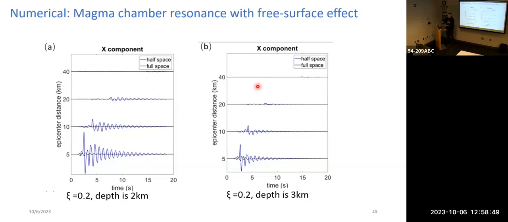But if we add the free surface, the surface wave usually has a larger amplitude than the body wave. It not only has a larger amplitude and carries more energy, but it also represents a longer duration of oscillation of the magma chamber. So both the energy feeds back from the free surface to the magma chamber, and the magma chamber vibration also feeds back more energy to the surface wave.